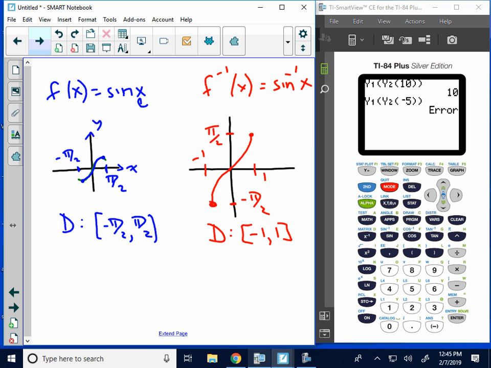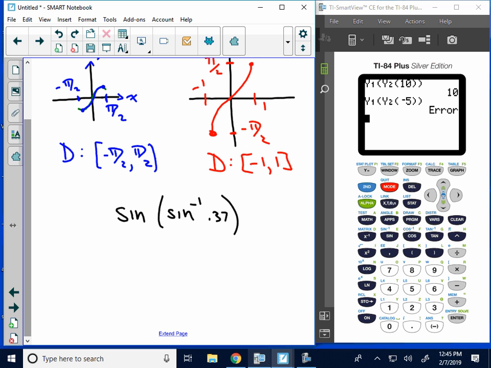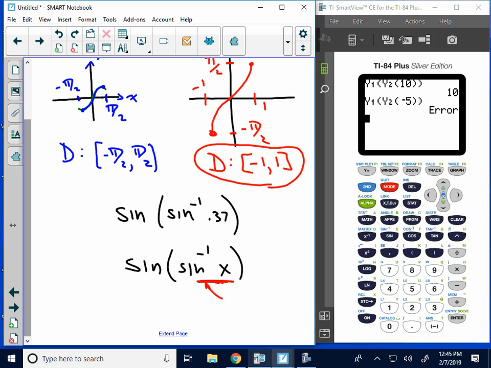Okay, so what is the sine of the sine inverse of 0.37? The first thing we note is that if I'm asking for the sine of the sine inverse of x, I have to make sure that whatever x's I put in here are legitimate. So I need the domain of that sine inverse, and here it is. I have to have an x between negative 1 and 1, and 0.37 is certainly in between negative 1 and 1. So as long as I'm in that domain, I can just write the answer down, 0.37.